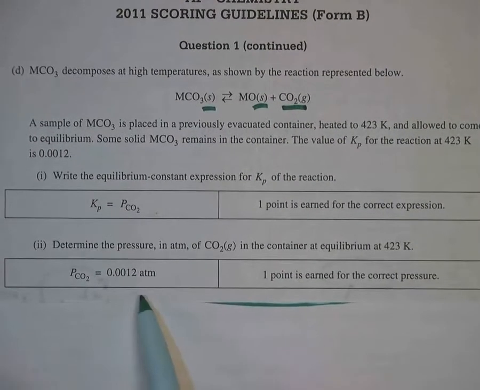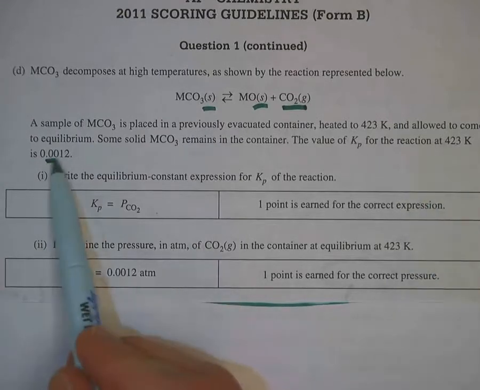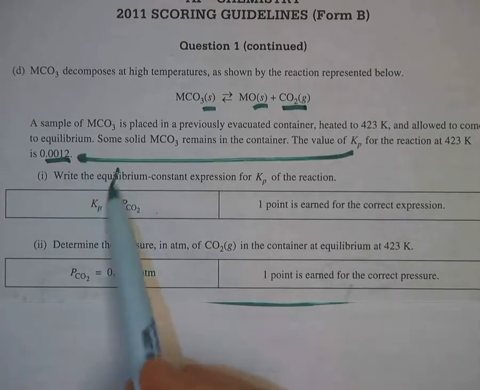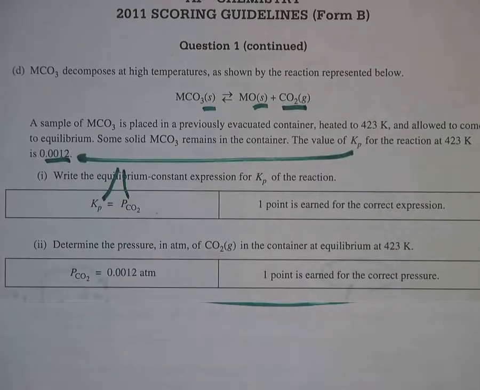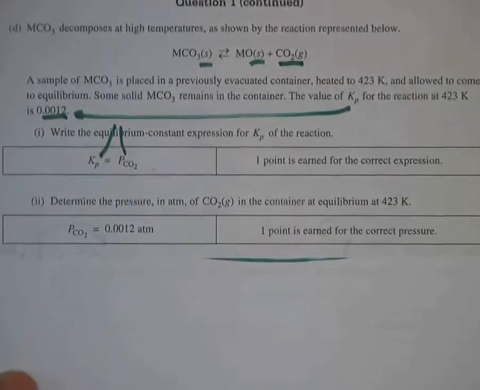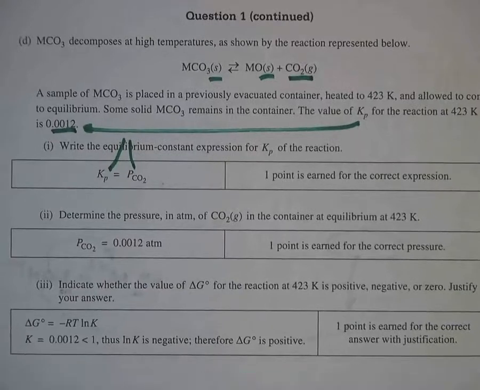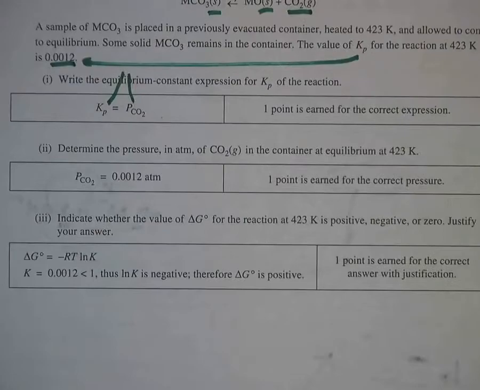So here's the pressure right here. Okay, this is the Kp, and you know Kp is equal to the pressure of the CO2. So easy one to calculate because it's already done for you. Indicate the G of the reaction. So this combines some chapter 19 stuff. G is equal to negative RT natural log of K. Plug that number in. G is positive, meaning that it's a non-spontaneous reaction.